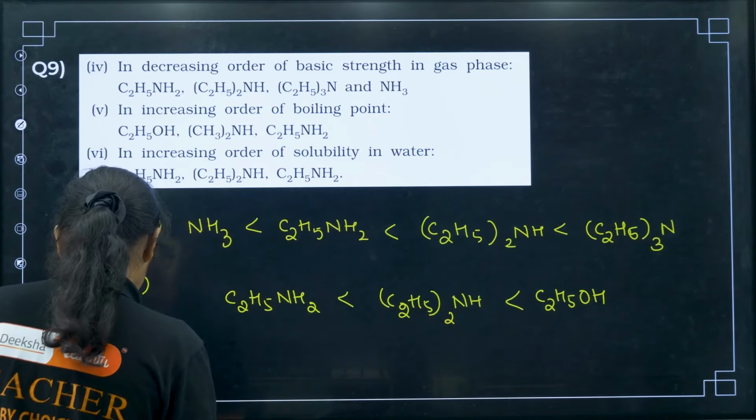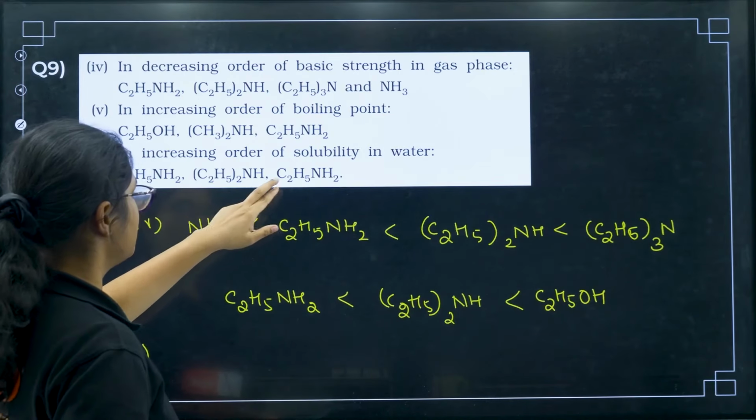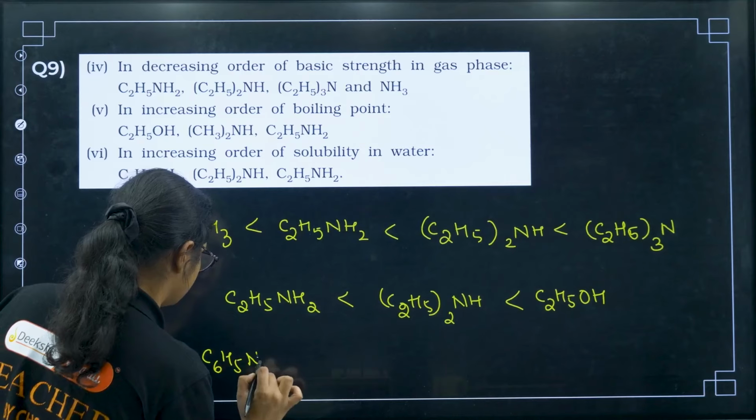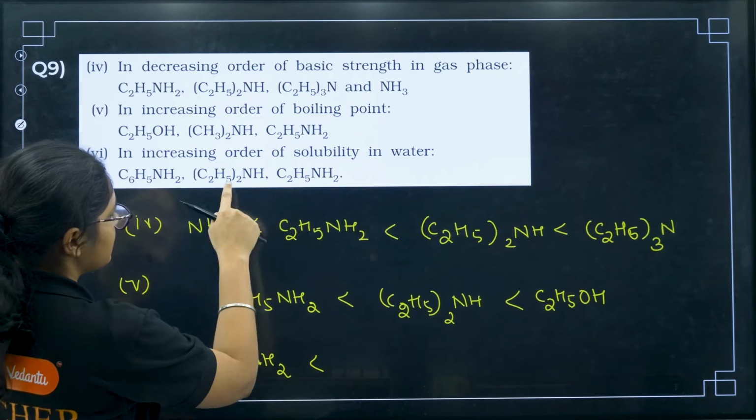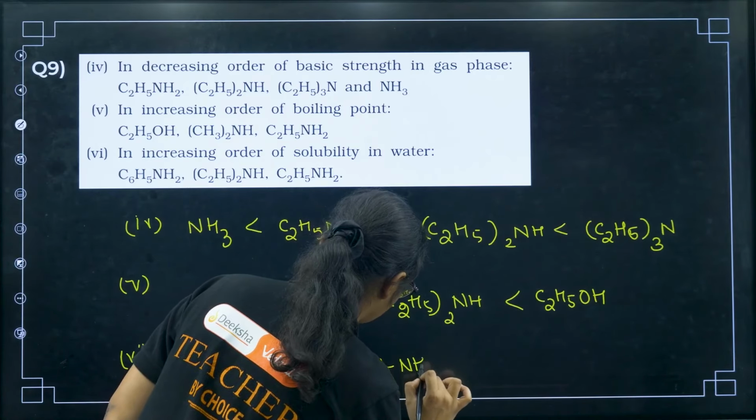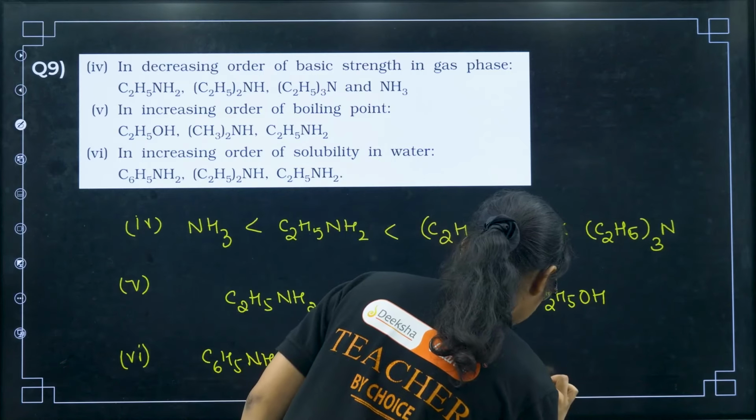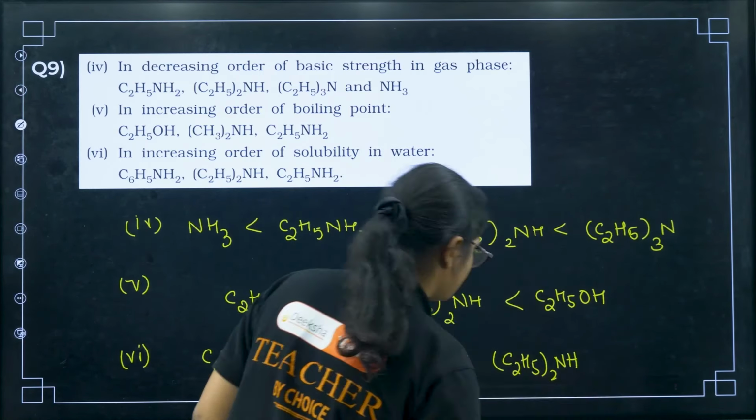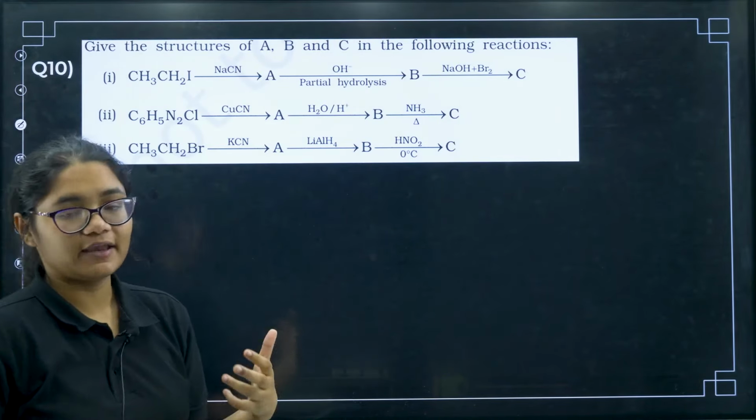Okay, next the sixth one we have C6H5NH2, again it is the least one, right? Always the aryl amines will be the least one. Again 1 degree, then 2 degree, so I have 1 degree C2H5NH2, and I have (C2H5)2NH. Okay, clear? Fine. Next, give the structures of A, B and C.